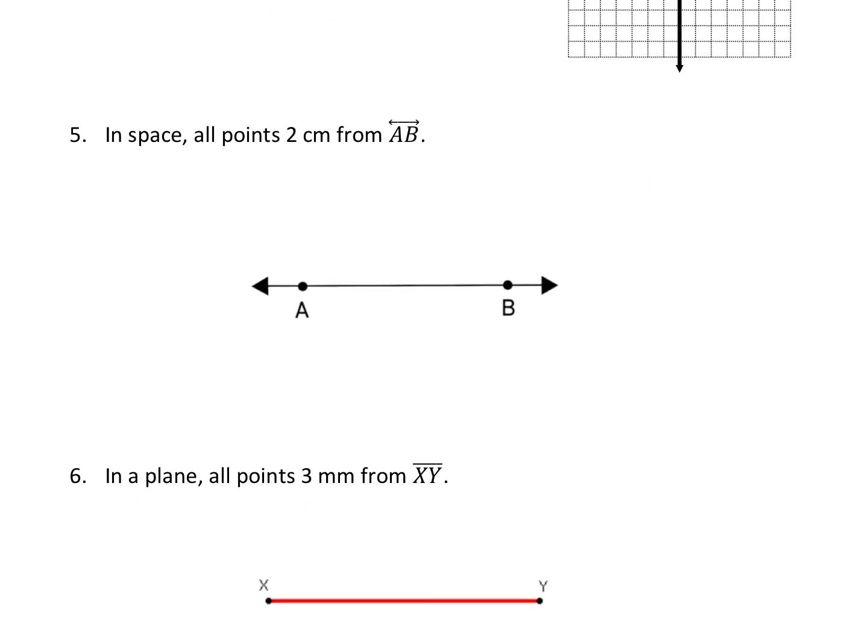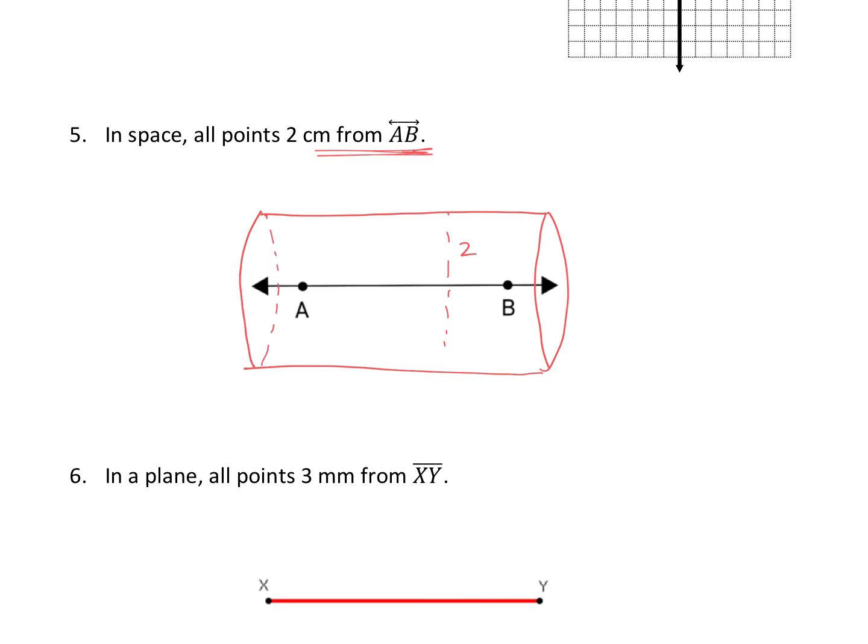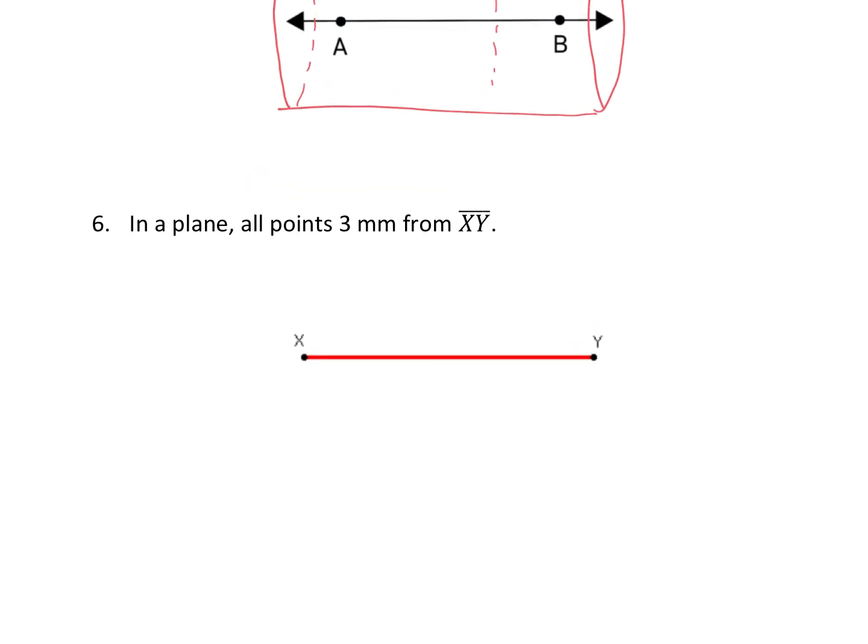This one says in space, so this is going to be 3-dimensional. All the points that are 2 centimeters from a line. This is going to be a cylinder that never ends. So that one's hard to draw. Call this 2. Do the same distance this way. But then make it a cylinder. I should have done a dotted line there. Something like that.